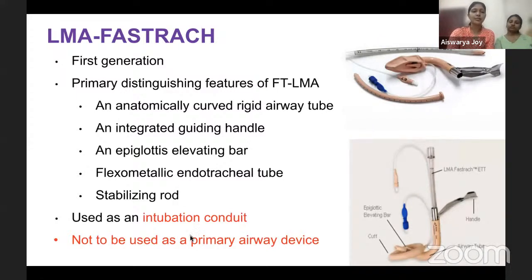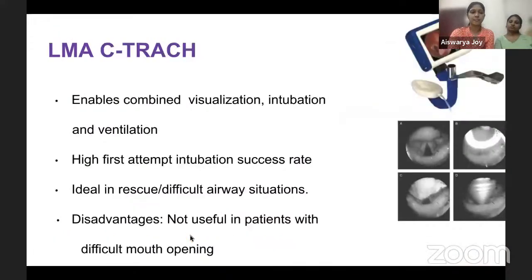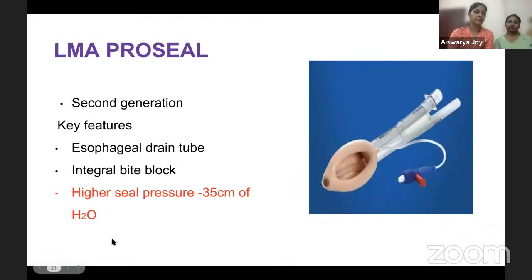So it is not to be used as a primary airway device. Next, LMA C-Trach. It enables combined visualization, intubation, and ventilation. It has a high first attempt intubation success rate, and it has two inbuilt fiber optic channels, one to convey the light and the other to convey the image to the viewer. It's ideal in rescue or difficult airway situations. And the main disadvantage is it is not useful in patients with a difficult mouth opening.